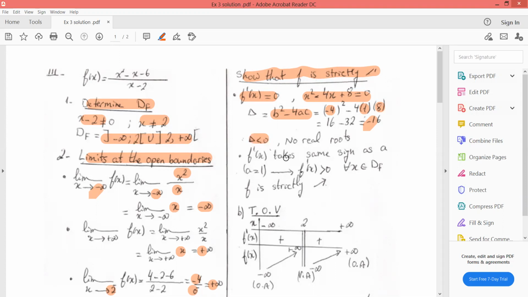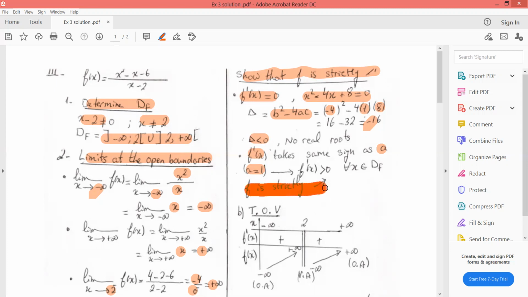F prime x takes the same sign as a. So f prime has the same sign as a. We get a from here: a is 1 from x squared. a is 1. So f prime x is positive for all x belonging to the domain. So f is strictly increasing.